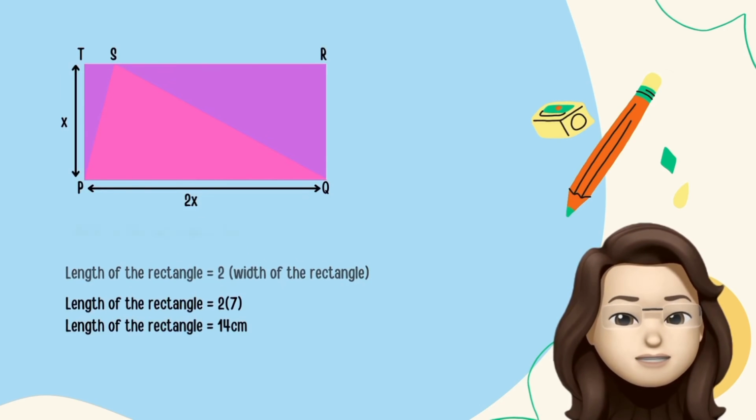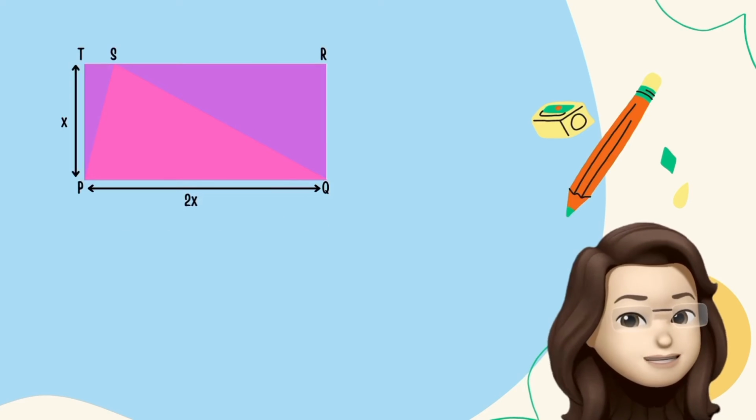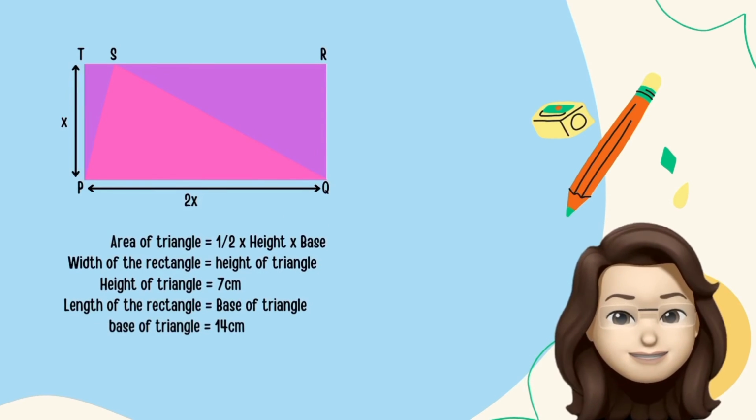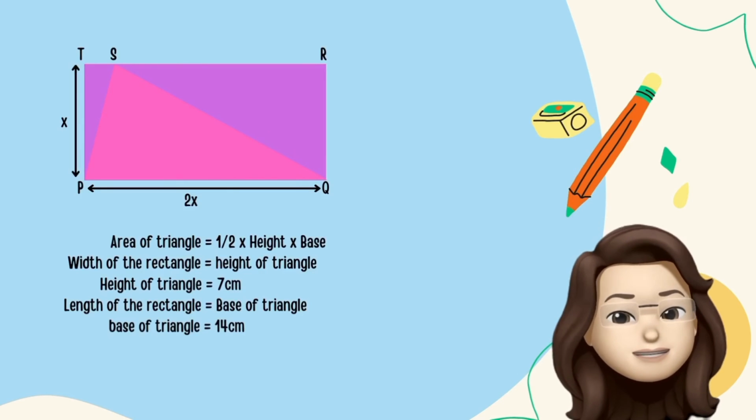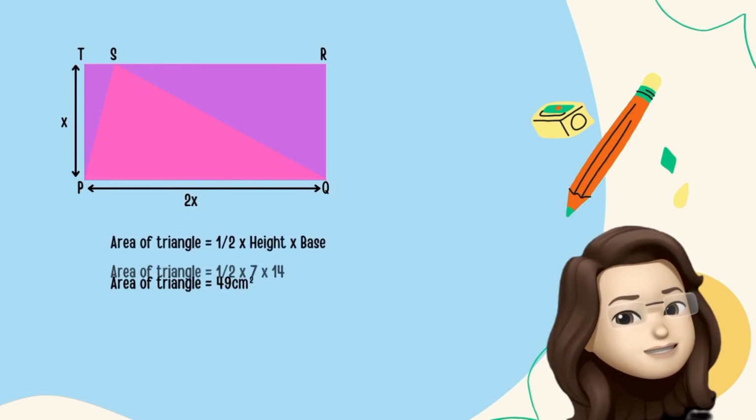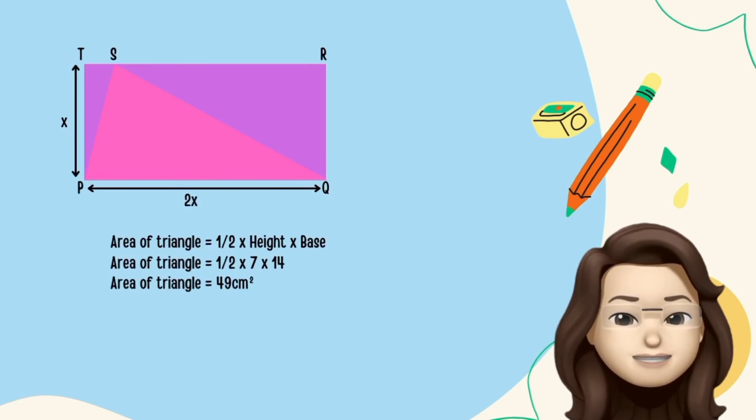The formula to find the area of a triangle is half times height times base. Since the width of the rectangle is equal to the height of the triangle and the length of the rectangle is the same as the base of the triangle, thus half times 7 times 14, we will get the area of the triangle is equal to 49 cm square.